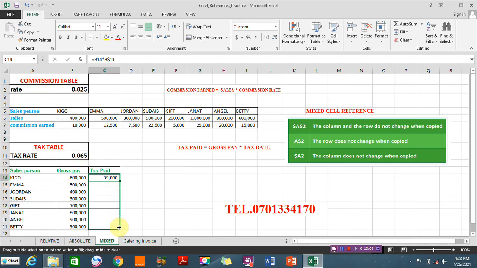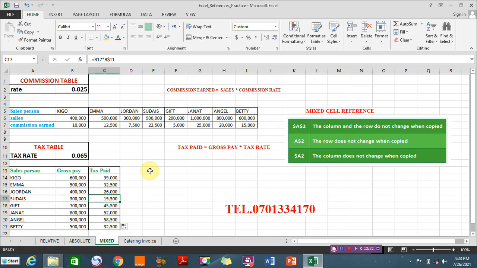Drag the formula down. So when you come and click here, you're seeing that it is using the B15 and the B11, which is this one. When you come down here, it uses the B16, the B11. It doesn't change now, whereas these ones keep on changing. That means that some of them are relative and some of them are absolute. That is actually how we can work with mixed cell referencing.